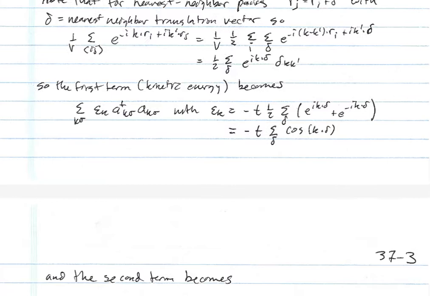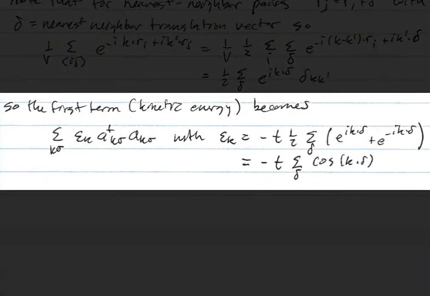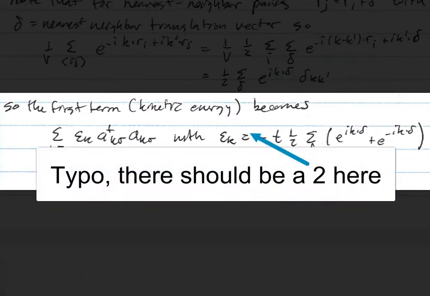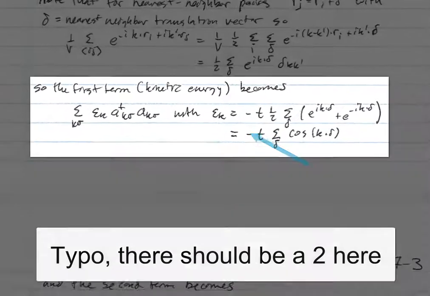So the first term, the kinetic energy, can be written as a sum over k and sigma, epsilon k, a dagger k sigma, a k sigma, with epsilon k equal to minus t times a half times the sum over delta, e to the i k dot delta plus e to the minus i k dot delta, and that is given by minus t the sum over delta cosine k dot delta.